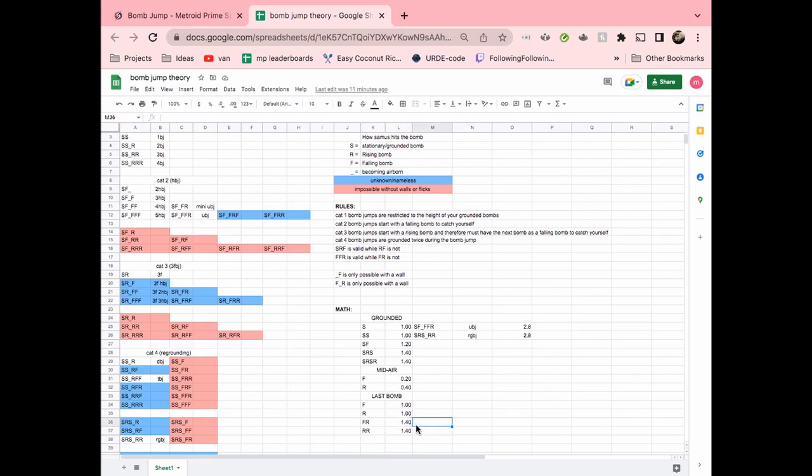So in total, a mini UBJ would be worth SF 1.2 plus FR 1.4, or 2.6. Okay. A full UBJ has this extra F in there, so that extra F is worth 0.2. That means a full UBJ is worth 2.8.